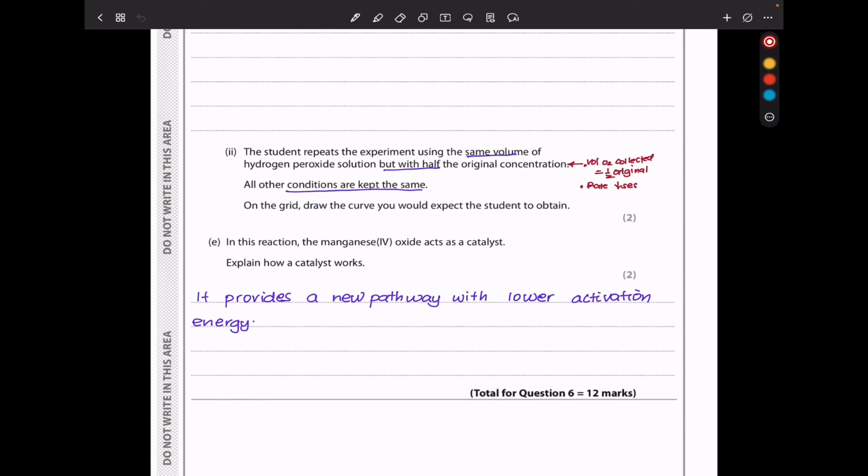And in part E, in this reaction, the manganese oxide acts as a catalyst. Explain how catalysts work. Catalysts work by providing a new pathway with lower activation energy, so more particles will have energy that is required for the reaction to proceed. So this brings us to the end of question 6. Let's continue to question 7.